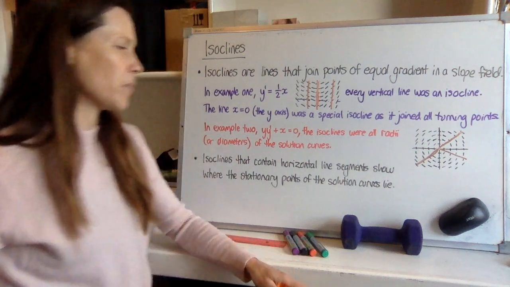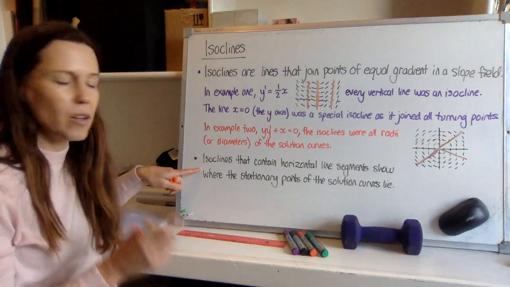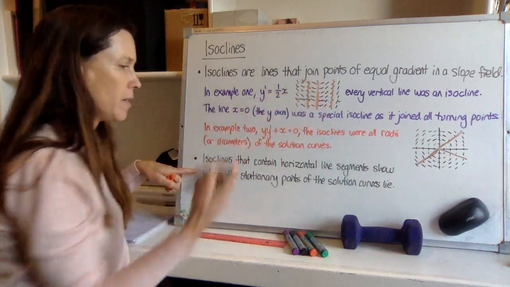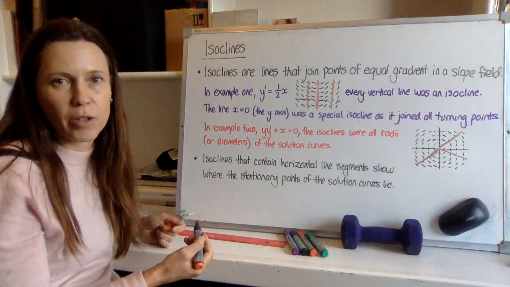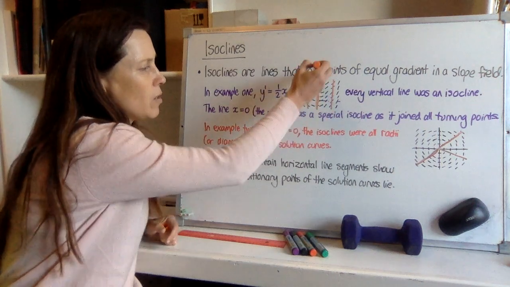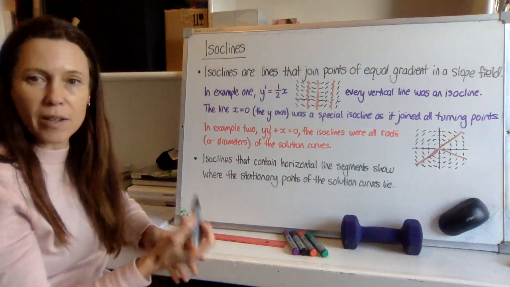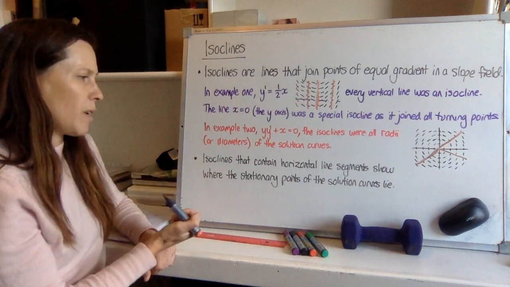And in fact, all of the radii, no matter which one we pick, would be going through points that have the exact same gradient. Now, if you have isoclines that contain horizontal line segments, in other words, flat spots like this isocline did, then it shows you where the stationary points of the solution curves lie. For this one, it happened to be all the way down the y-axis, but for other differential equations and slope fields, it won't necessarily be that way. So they're a handy one to look out for.